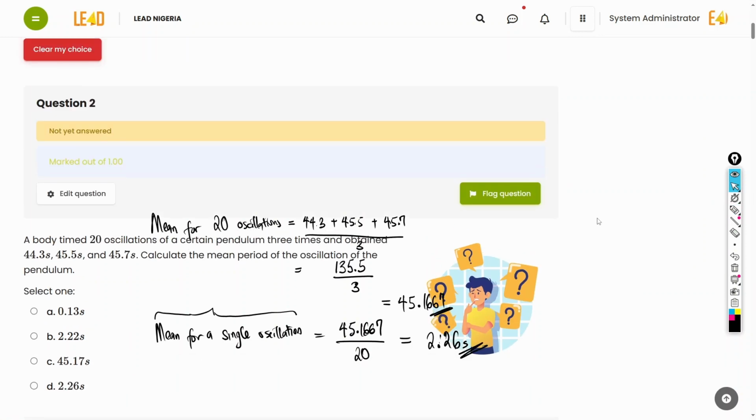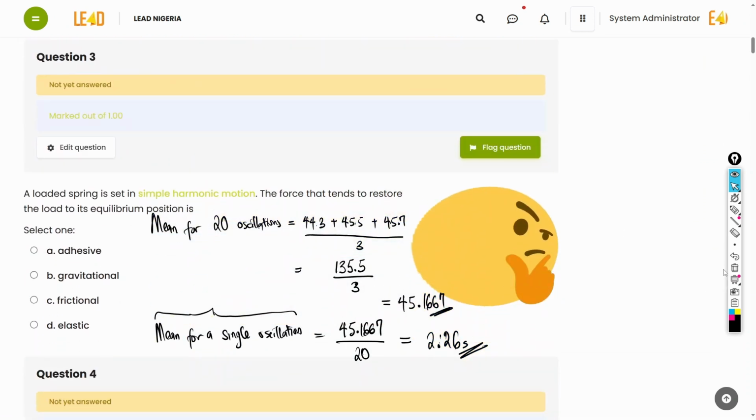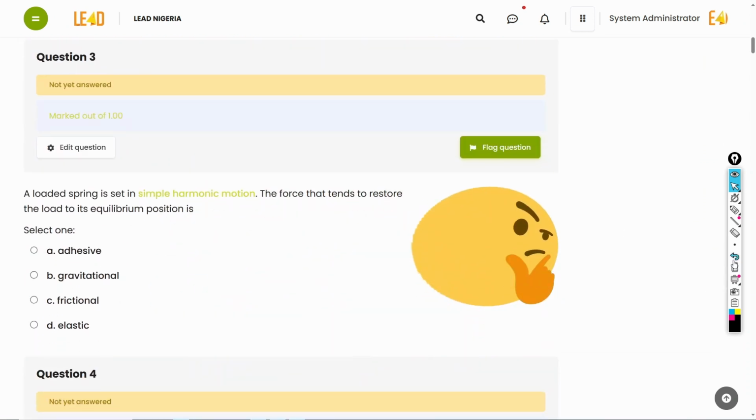Okay, so that's question 2. Question 3 says, a loaded spring is set in simple harmonic motion. The force that tends to restore the load to the equilibrium is the restoring force. That's what we are being asked. What is the restoring force?